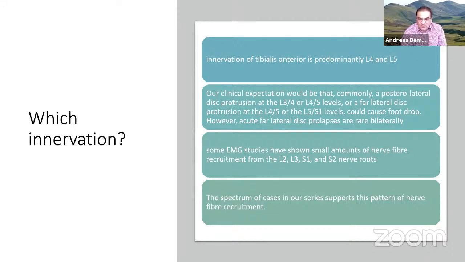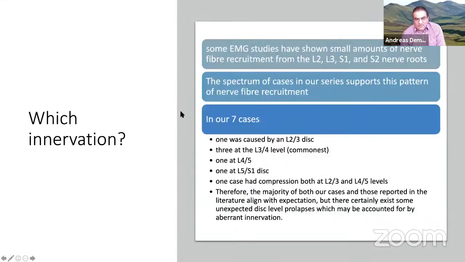EMG studies have shown some amount of nerve fiber recruitment for L2 as well as L3 and down to S1 and S2. And then our series has proven that this fiber recruitment is supported. Out of the 7, we had 1 at L2-3, we had 3 at L3-4, which was the commonest. I'm not surprised by this because L4 is important for ankle dorsiflexion. Some colleagues were. There was only 1 at L4-5, which I thought was a bit surprising. And there was 1 at L5-S1, and 1 case at 2 levels.